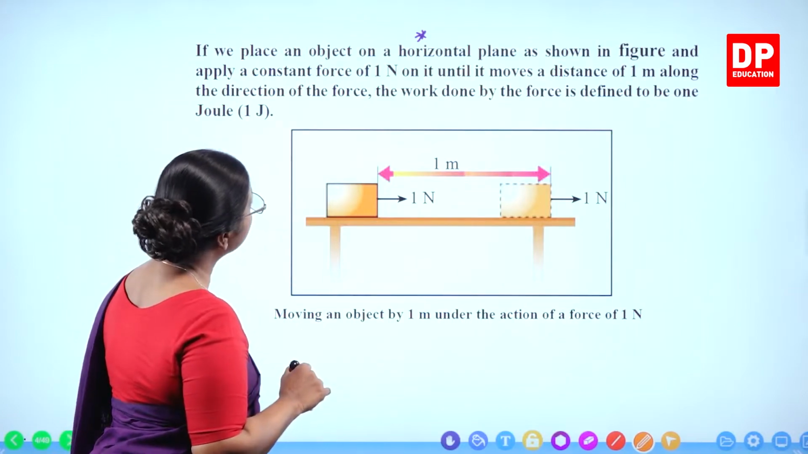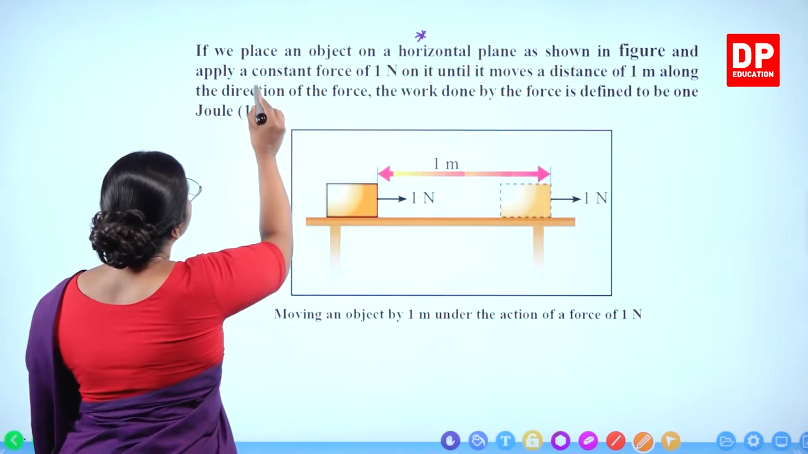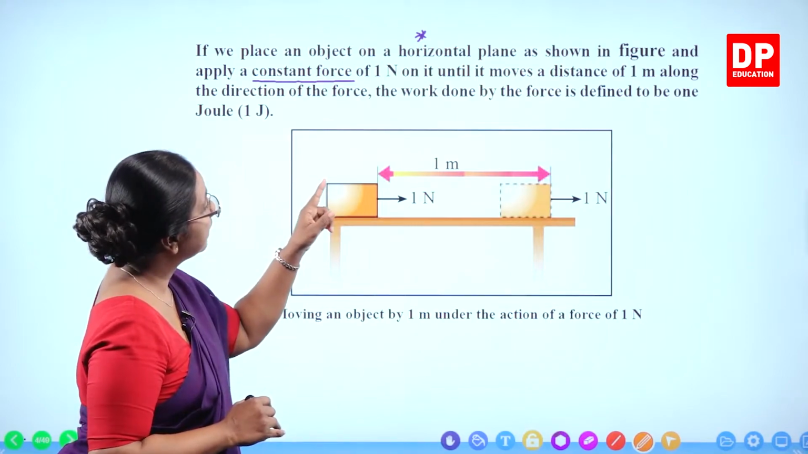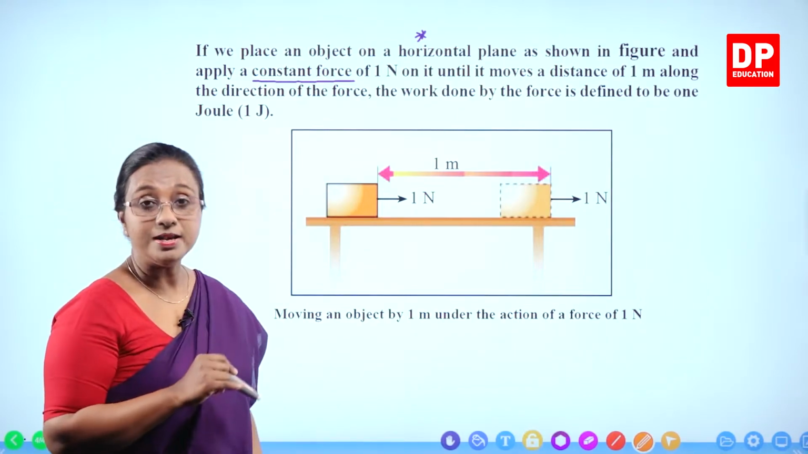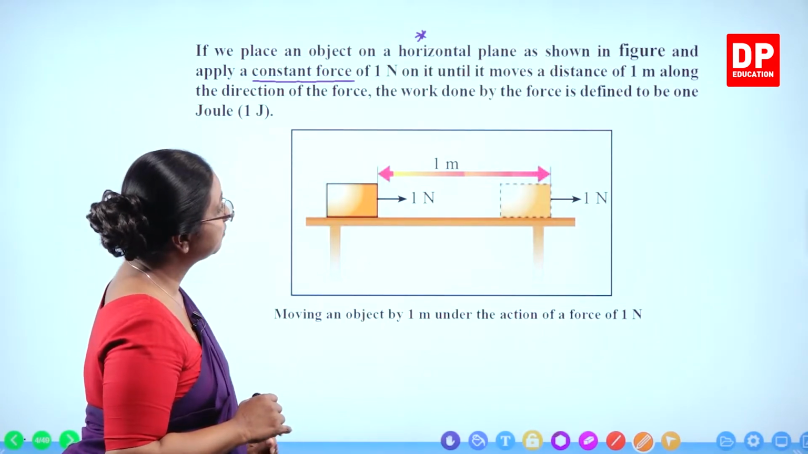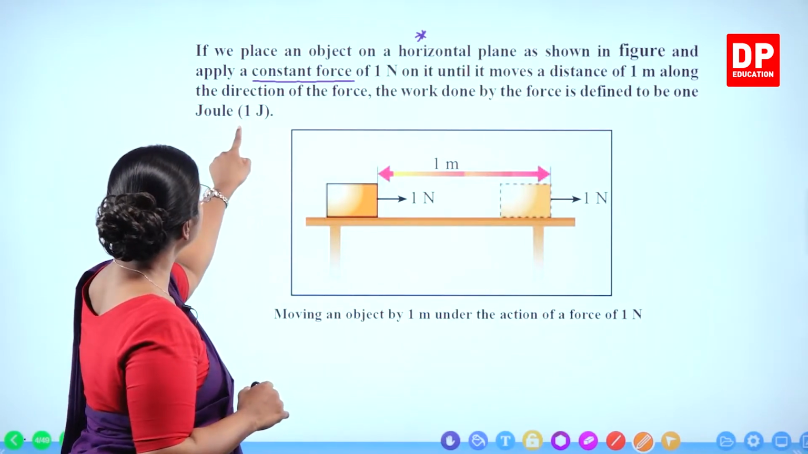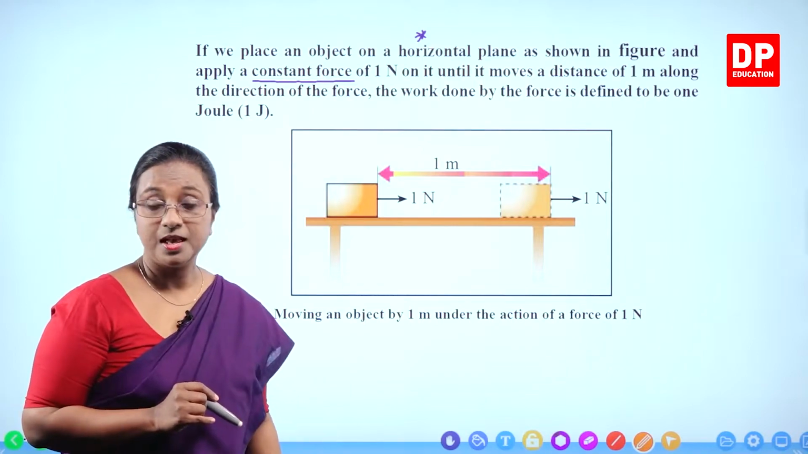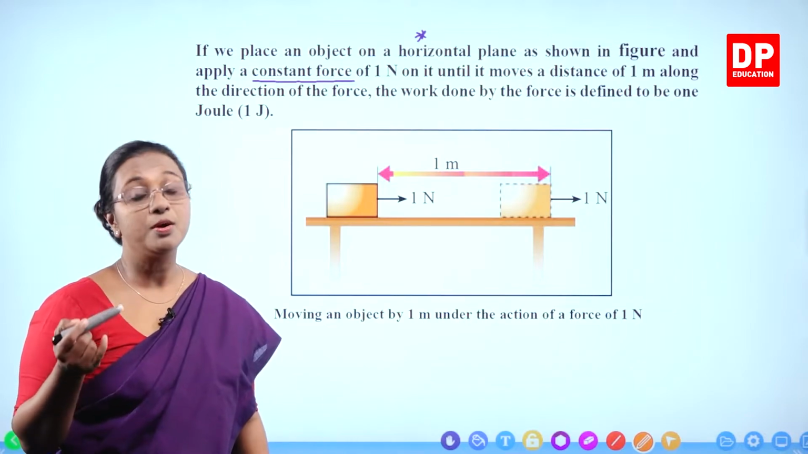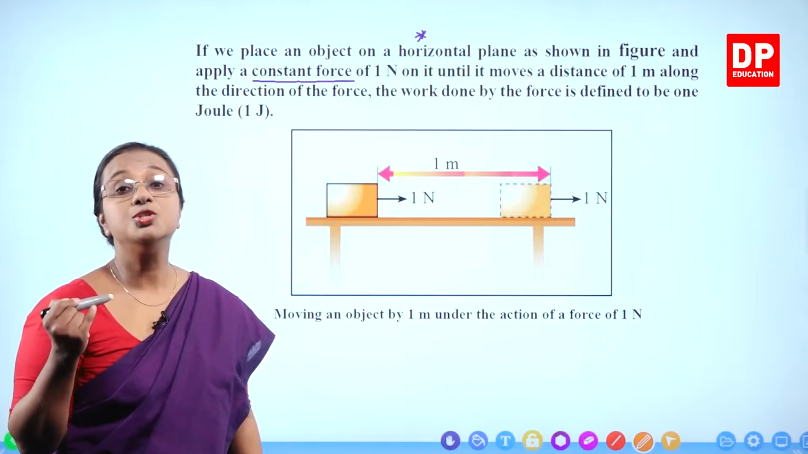If we place an object on a horizontal plane as shown in the figure and apply a constant force of 1 Newton on it, until it moves a distance of 1 meter along the direction of the force, the work done by the force is defined to be 1 joule. And it is written as 1 J, capital J. That is the standard unit of work done, joules. This is named after the scientist Prescott Joule.